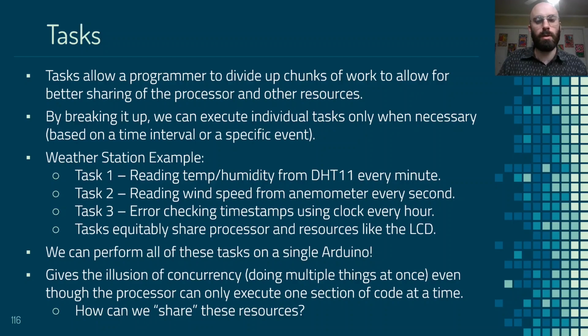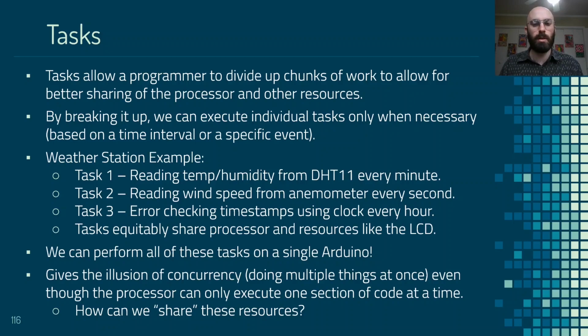For example, we could build a weather station using an Arduino and a sensor called a DHT11, which will read temperature and humidity values, right? So we could break up different tasks to say, hey, read the temperature and humidity every minute, read the wind speed from an anemometer, and then check a real-time clock to see if there are any errors in the timestamp, and then try to store that information on an SD card or display it to a screen or something like that, right? So there are all these different tasks happening at different rates throughout the program's lifespan. But the Arduino itself is still only running one line of code at a time.